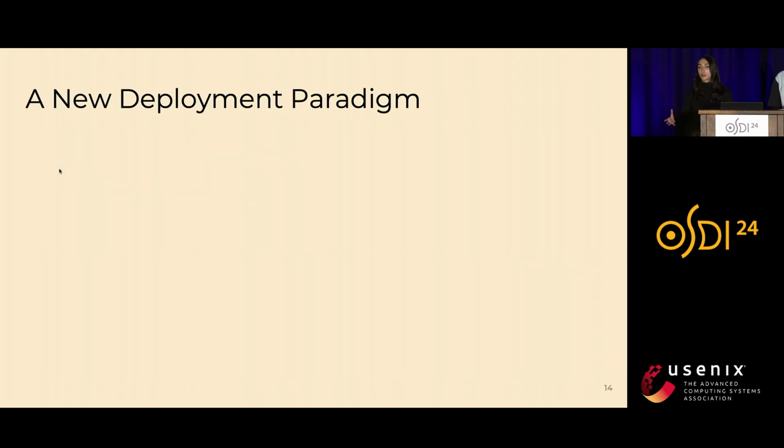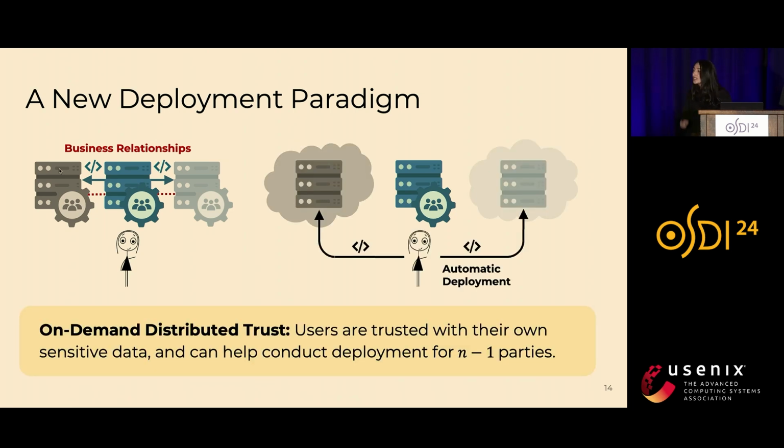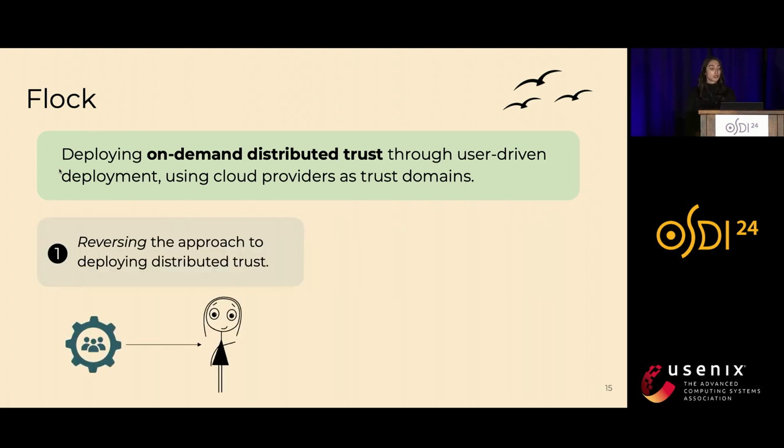So our key insight in this work is to completely reframe how we think about distributed trust deployment. In the traditional model, it's the application provider's job to find these parties and deploy the code. We propose the following alternative. Yes, the application provider can deploy one party, but the user Alice is the trusted owner of her own sensitive data, and so she can actually help conduct the deployment for the other n-1 parties. And this results in an automatic deployment paradigm that we call on-demand distributed trust. Our system Flock is for deploying on-demand distributed trust through user-driven deployment by leveraging cloud providers as trust domains.